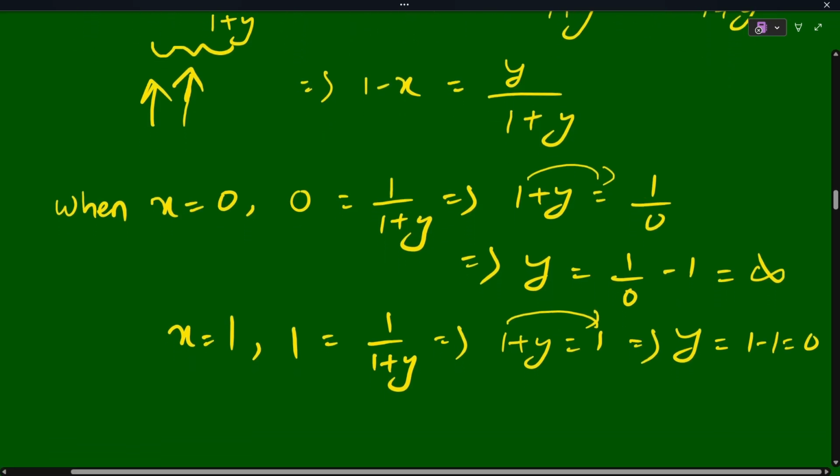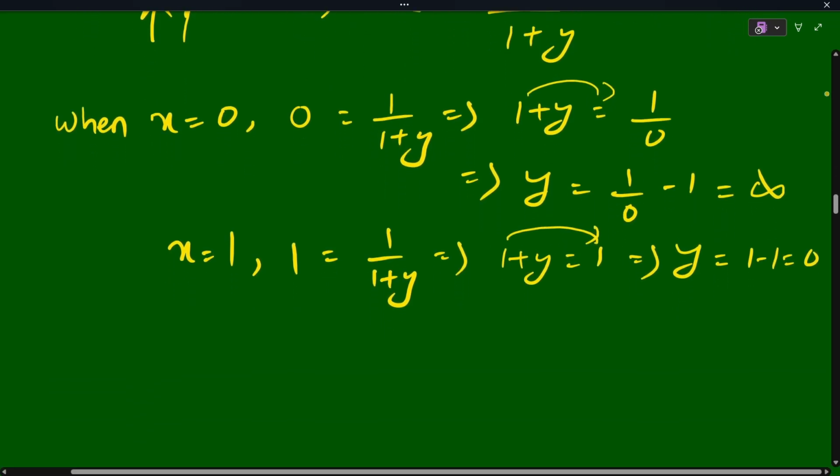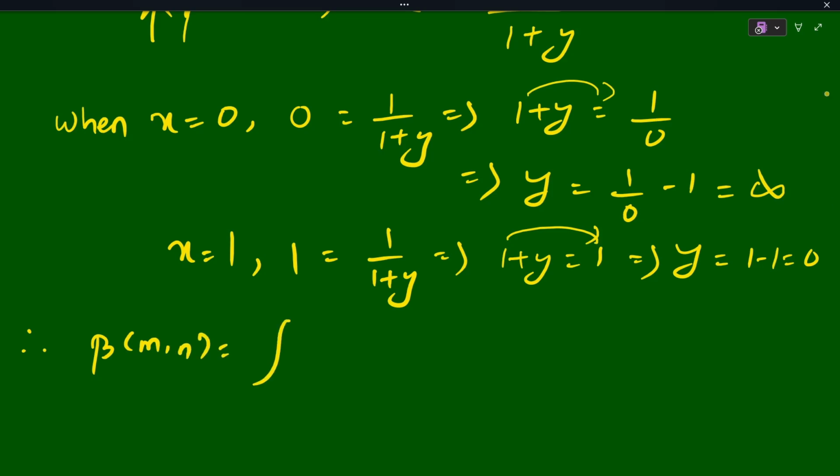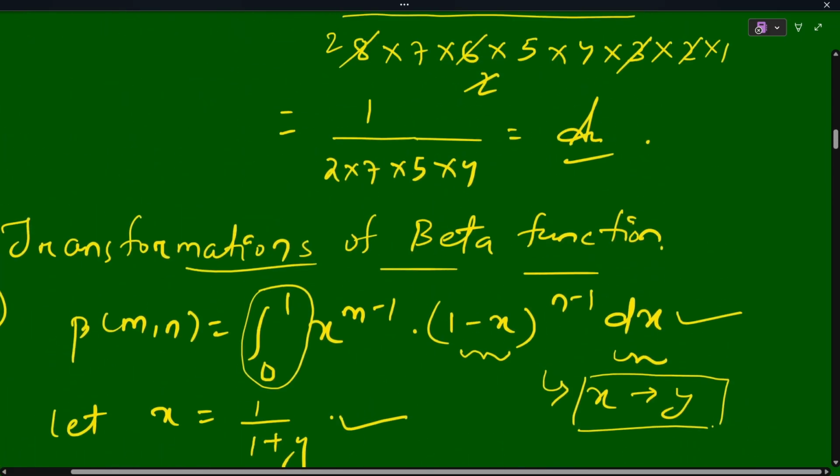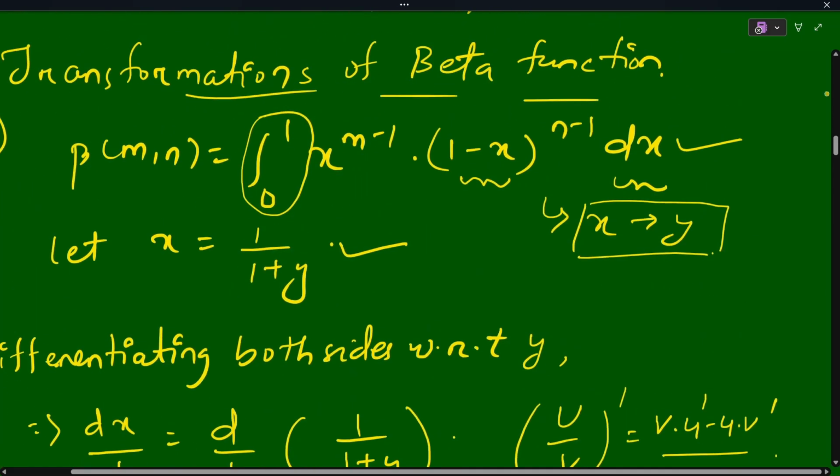So now our integration is changed to, see, first comes the limit and now this limit is for y. So see what is the lower limit of y. The lower limit of y is infinite and the upper limit is 0. Now let's see the next term. Next term is x to the power m minus 1. So in place of x I will write 1 by 1 plus y.